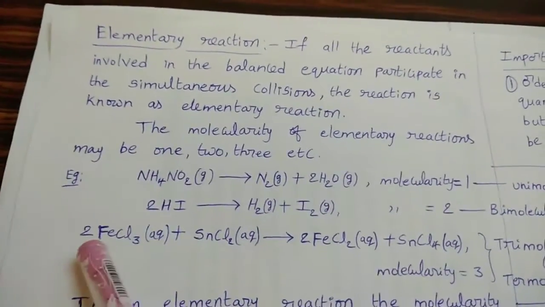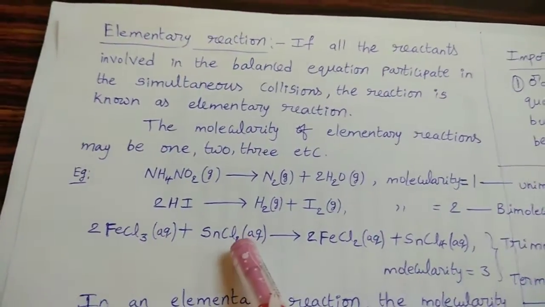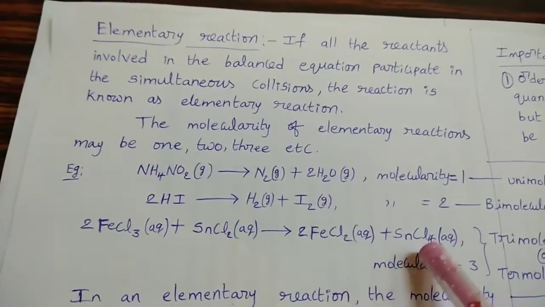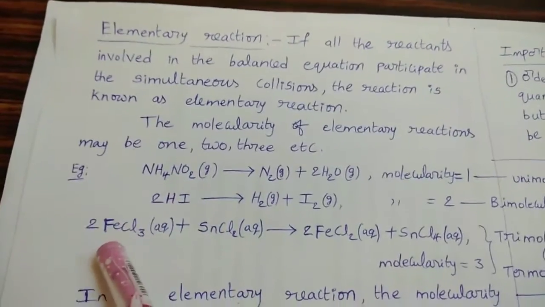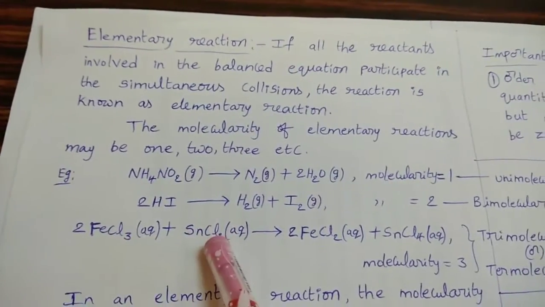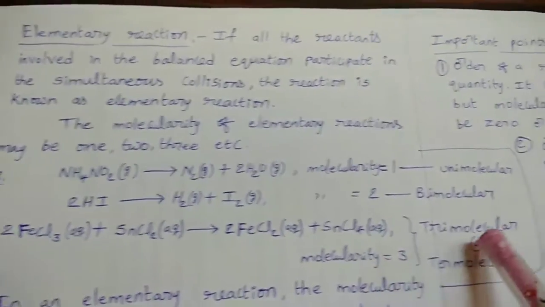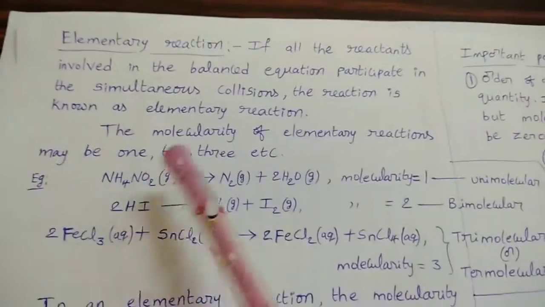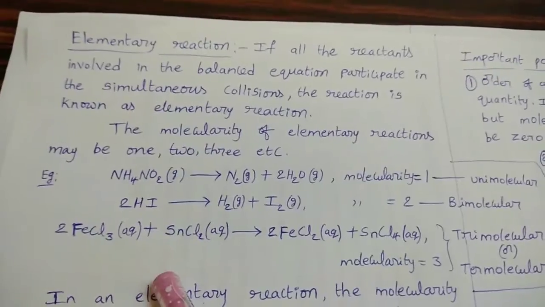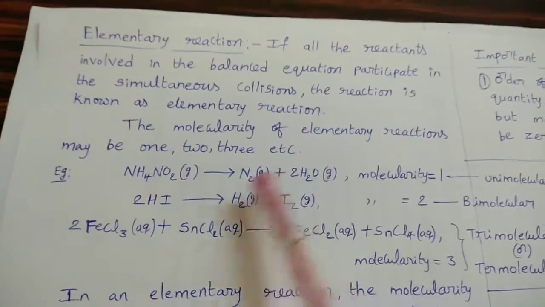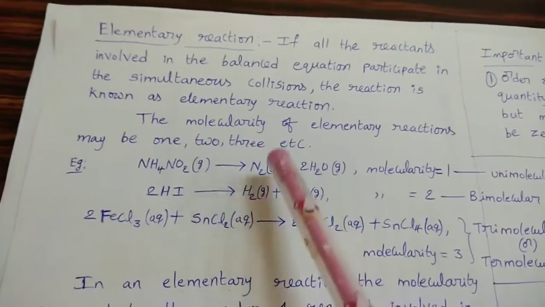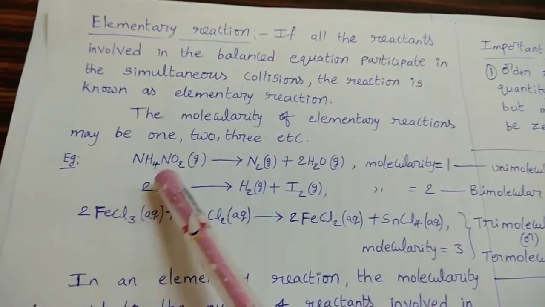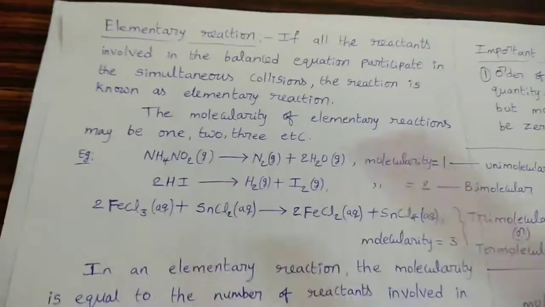Next, ferric chloride 2FeCl3 plus SnCl2, stannous chloride, we can get FeCl2, ferrous chloride, and SnCl4, stannic chloride. Here two molecules, one molecule, total three molecules. So molecularity 3, this is a trimolecular or termolecular reaction. In this way, all these are elementary reactions because in a single step they form products. So for this type of elementary reactions, molecularity is obtained from stoichiometric equations.